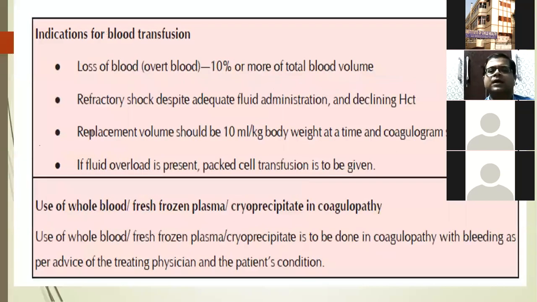But I will tell you how the other guidelines differ from this. So what are the indications of blood transfusion? Loss of blood, 10% or more of total blood volume. Refractory shock despite adequate fluid administration and declining hematocrit. Replacement blood should be 10 ml per kg of body weight at a time. If fluid overload is present, packed cell transfusion is to be given. Use of whole blood, fresh frozen plasma, cryoprecipitate is to be done in coagulopathy with bleeding, as per advice of the physician and patient condition.